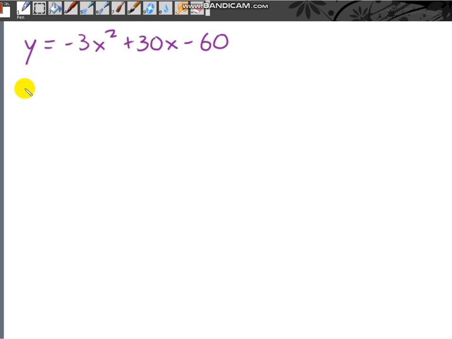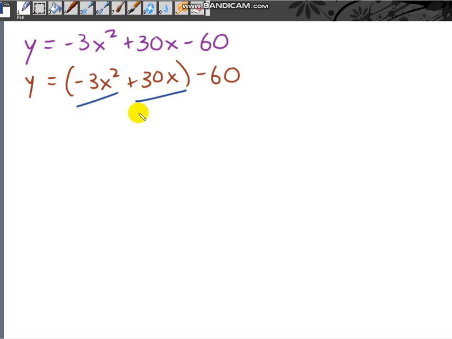So let's go ahead and do this. As we see here, let's put parentheses around here. This is going to be negative 3x squared plus 30x, minus 60. Okay, next, we look at only this term and this term and see if there's a common factor that we can pull out. In this case, there is. We can pull out a negative 3. So then we have x squared, and 30x divided by negative 3 is going to be negative 10x. So it's going to look something like this, right?